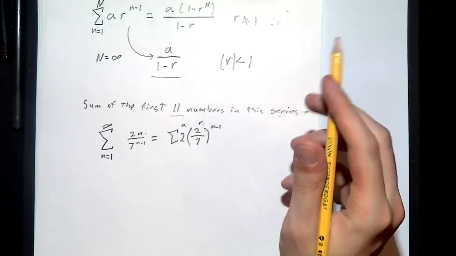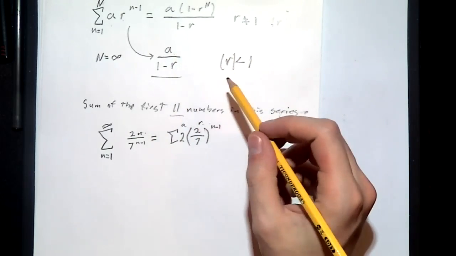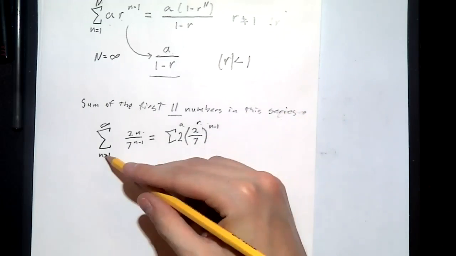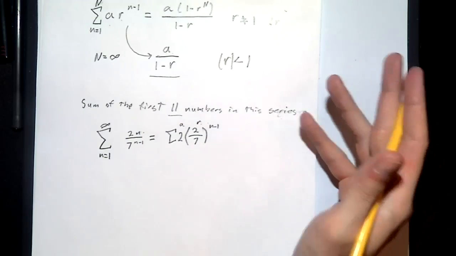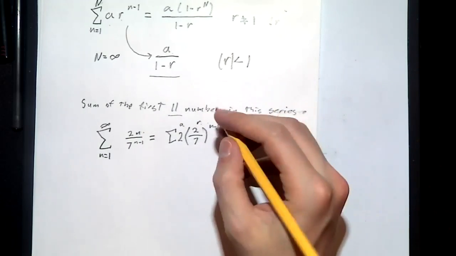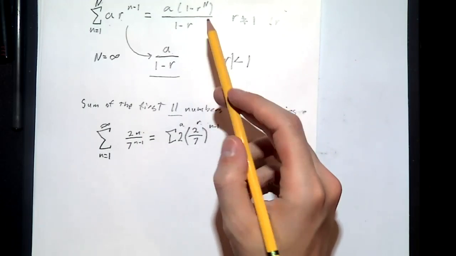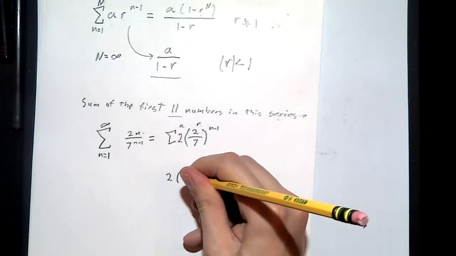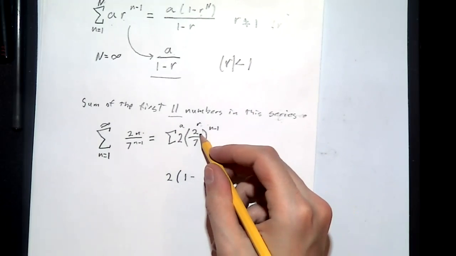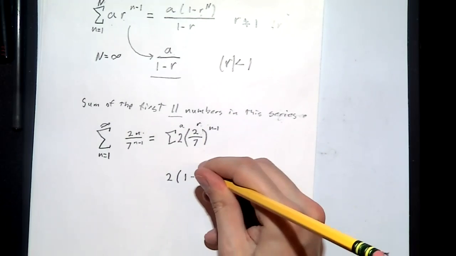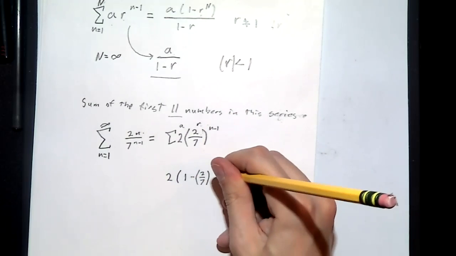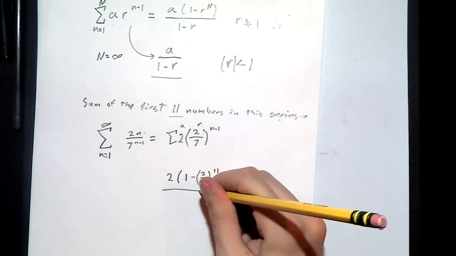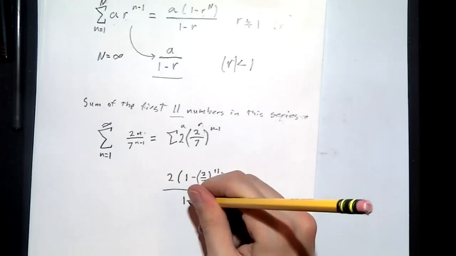That's the little trick that you need to do for recognizing what a is. Or you can just find your first term by plugging in n equals 1, and you get 2 anyways. But with this, we can then use this equation here. So a is equal to 2, 1 minus r is going to be 2/7, and this will be to the 11th power because we're doing 11 numbers, and then all over 1 minus r again.